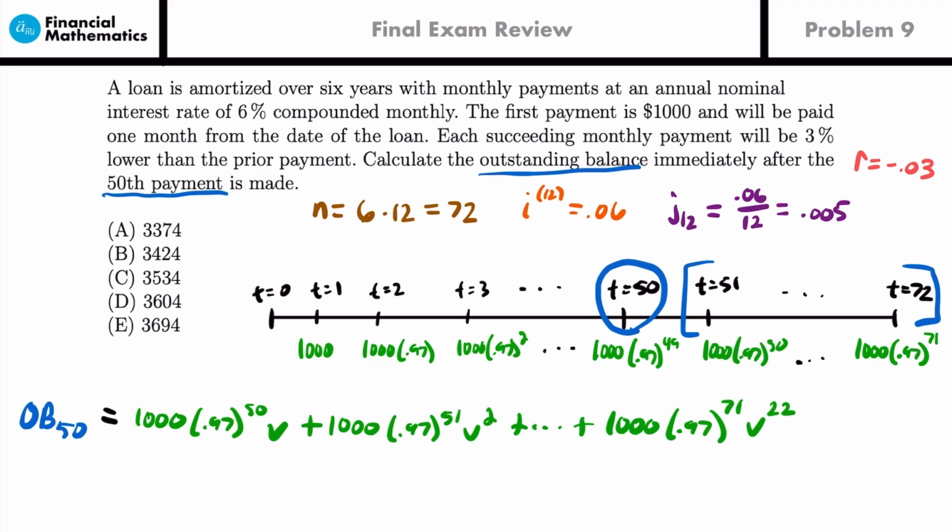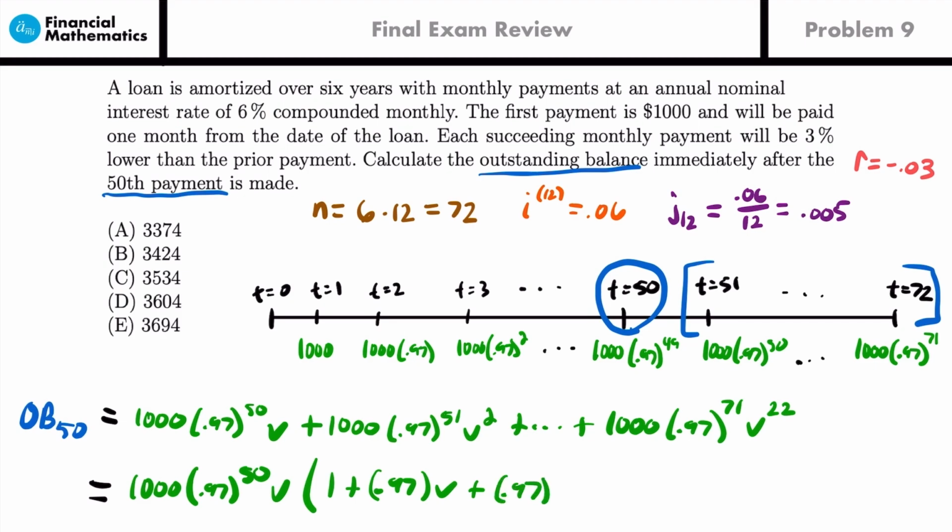The first thing that's important to do is pull out the first term from all of those terms, because it's going to be a common factor of all of them, right? This can be found in every single one of those terms. So if we pull this out, our outstanding balance will be equal to 1,000 times 0.97 to the power of 50 times v multiplied by 1 plus 0.97 times v plus 0.97 squared times v squared, all the way up to 0.97 to the power of 21 times v to the power of 21. Right? If you pull the first term out of the first term, you're just going to be left with 1. Then if you pull it out of this, you'll be left with 1 factor of 0.97 and 1 present value factor. And that pattern will continue. You'll have both of them squared, then both of them cubed, all the way up to the last term where you have both of them to the power of 21.